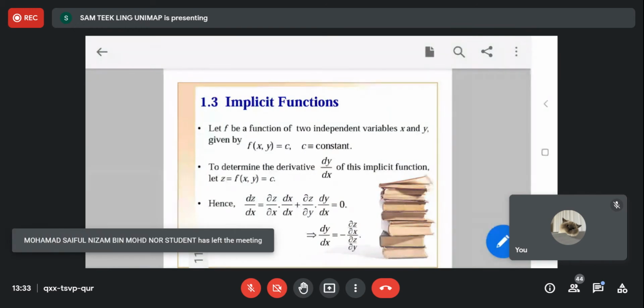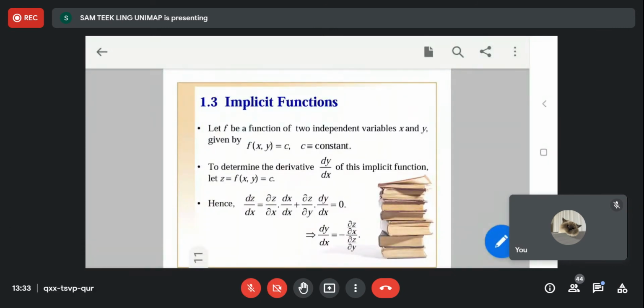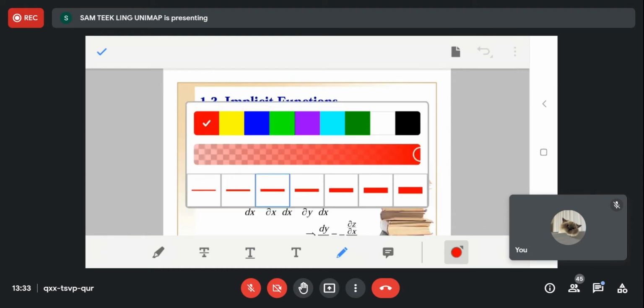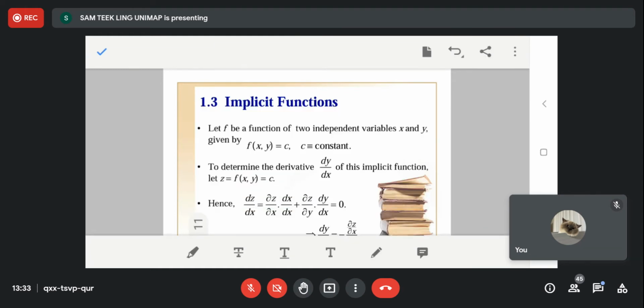Okay, today we go to the first one, implicit function. So, you can see this is the implicit function. Let f be a function of two independent variables x and y, given by f(x, y) equals c, where c is a constant.